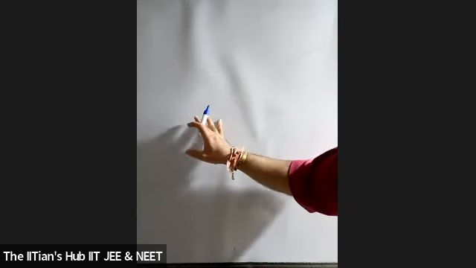Next one. Three particles each of mass m. Students, now the question is, three particles each of mass m are placed at corners of a right angle triangle as shown. Now I'm drawing the triangle for you, students.